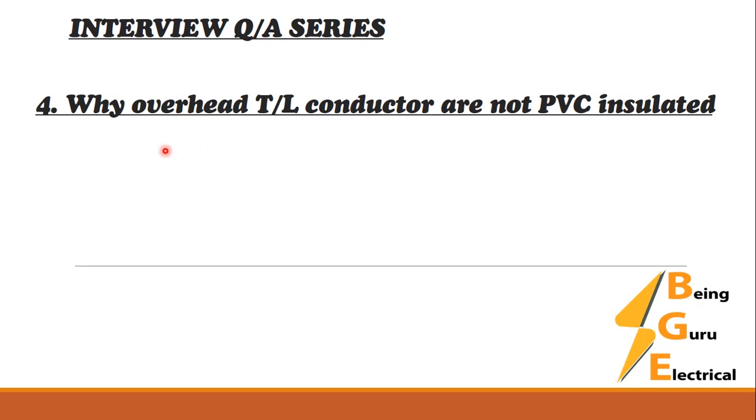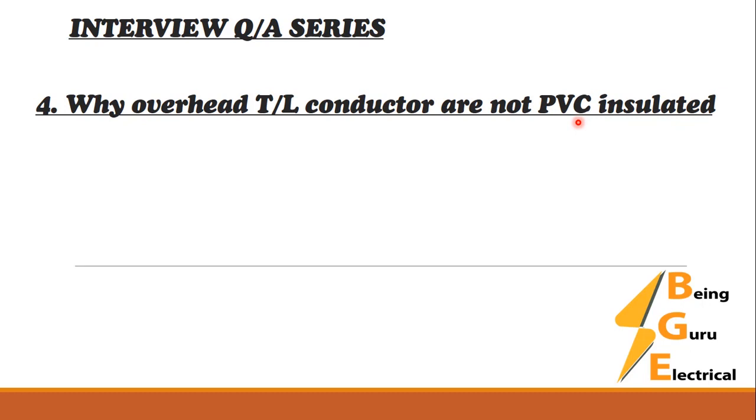Now question number 4: why are overhead transmission line conductors not PVC insulated? You can see in the transmission line, all the conductors in the overhead transmission are bare conductors. They are not covered by PVC insulation. So what's the reason for this?